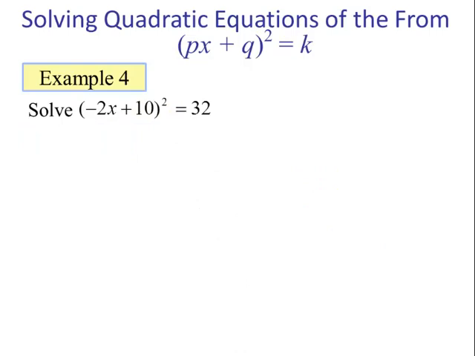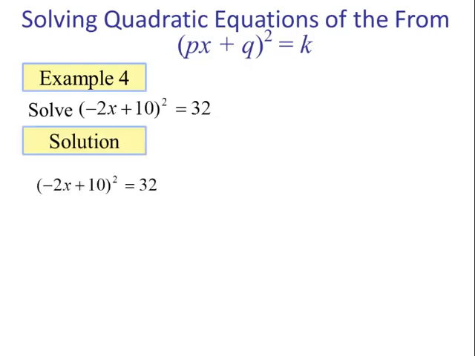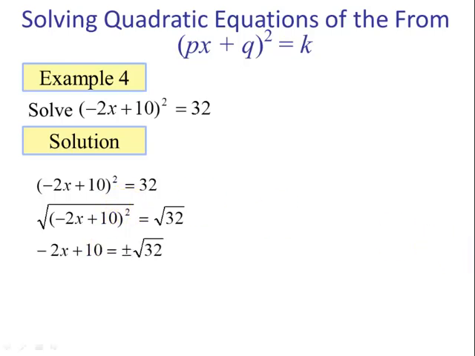Example 4. We have (-2x + 10)² = 32. Solution. Our first step is to take the square root of both sides. Squaring and square root cancel, and we have -2x + 10 equals plus or minus the square root of 32. Next, 32 has a perfect square, 16, so the square root of 16 times the square root of 2 gives me the square root of 32. The square root of 16 is 4. So we have -2x + 10 equals plus or minus 4 radical 2.